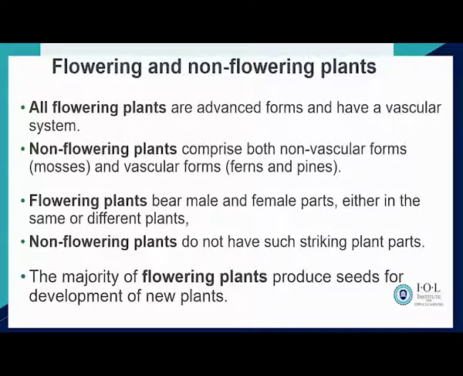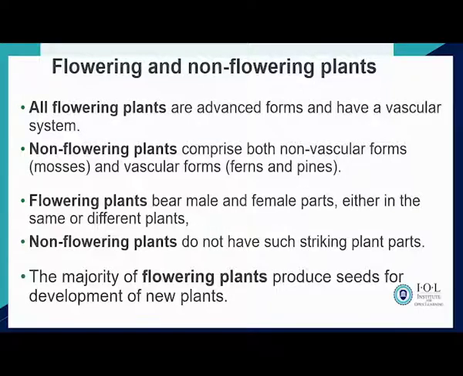The other important topic that I have to address here is flowering and non-flowering plants. Basically, all flowering plants are advanced forms, and they have a vascular system. The non-flowering plants are comprised of both non-vascular forms, particularly the mosses, and vascular forms, which are the ferns and the pines.